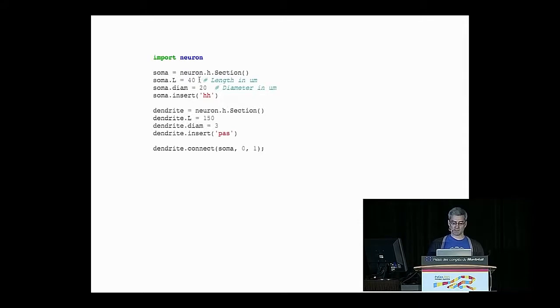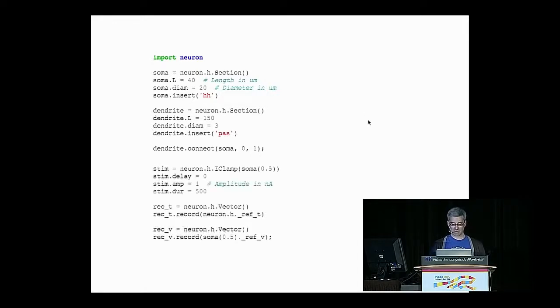Essentially what we're doing here is setting some parameters. The length of our soma is going to be 40 micrometers and 20 micrometers in diameter. We're going to insert some ion channels into there. The dendrite is going to be 150 micrometers long and 3 micrometers in diameter. It has a different set of ion channels, connected up together. And then to simulate our current clamp experiment, we make this iClamp object. We give it the thing that we're clamping the current of. We're going to inject, in this case, 1 nanoamp of current for 500 milliseconds.